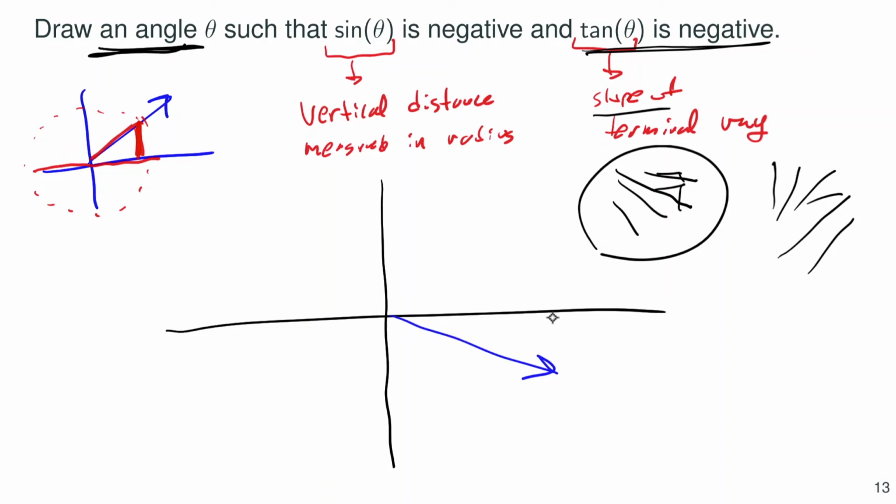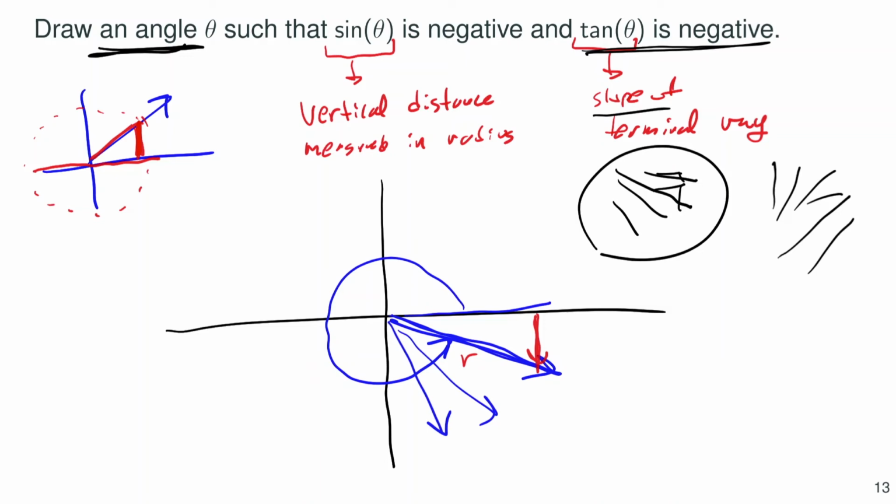slope is negative, and so this angle here, for example, has negative slope. The slope of this ray is a negative number, and sine, which is this value divided by radius, is also negative. If you draw an angle in the third quadrant, sine is still negative, but then the slope of this is positive. So here you can draw this angle, and just any angle in the fourth quadrant is fine. This one's fine, this one's fine. There are many answers, but the important thing is that for these two conditions, the angle must be in the fourth quadrant.